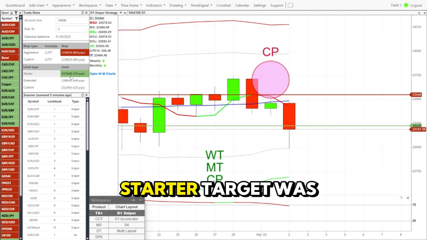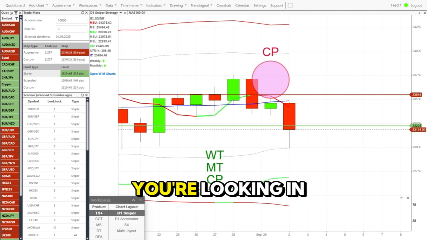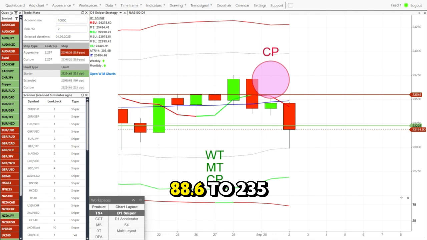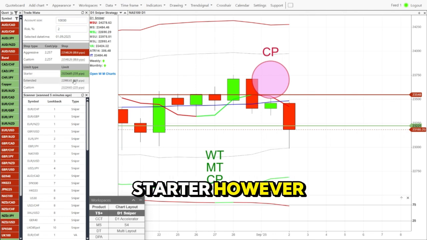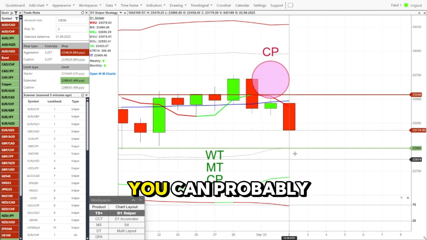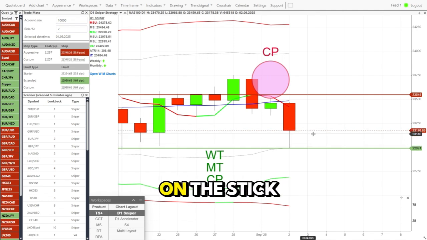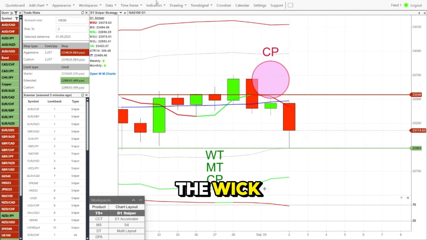So our starter target was hit very quickly, 88.6 to 235. You're looking in the region of a 3-to-1 on your first starter. However, the momentum's been really strong. We've pushed down the entire way to our extended target of 469 pips. You can probably see on the screen this green line and how close it is on this candle, on the stick, I suppose you call it, or the wick.